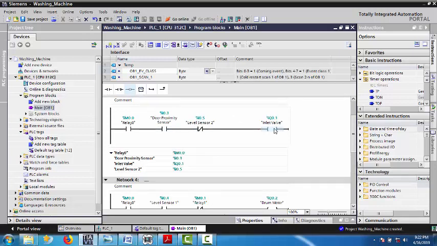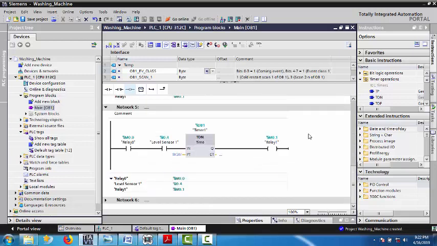When does the inlet valve open? When the door proximity sensor is sensed. As soon as the door proximity sensor senses that the door is properly closed, the inlet valve starts letting in water. But as soon as the level of water reaches level sensor 2, it means there is a lot of water in the washing machine right now, so no more water is required. As soon as level sensor 2 is sensed, the inlet valve closes. So no more water comes in. Okay, so this is done.